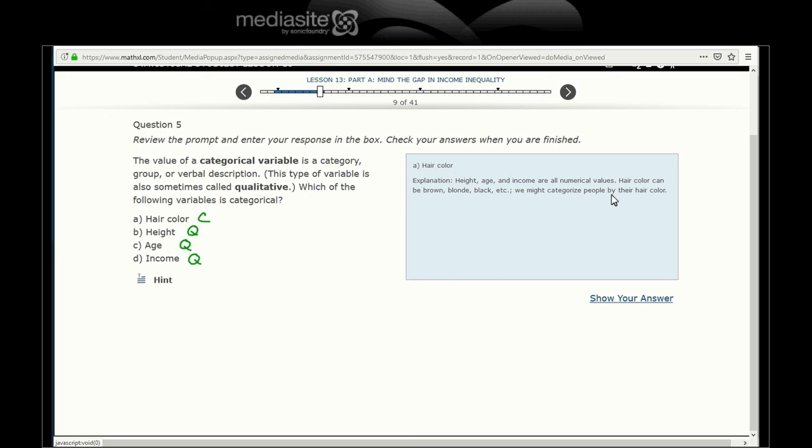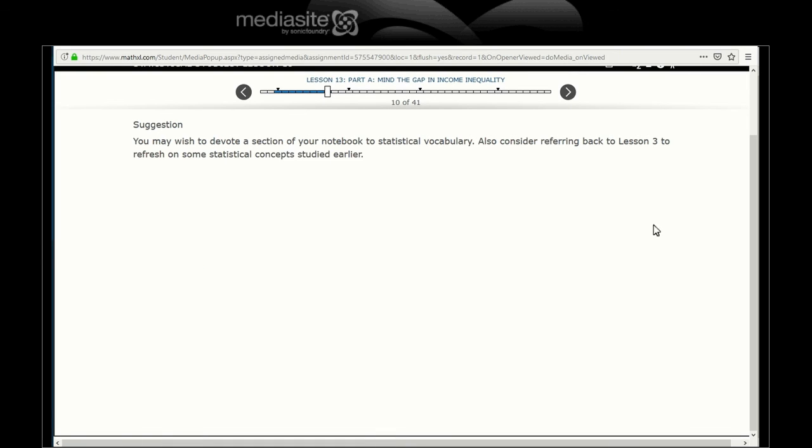We make categories of people by their hair color. I'll refrain from any jokes. Okay, suggestion. Maybe wish to devote a section of your notebook to statistical vocabulary. Also consider going back to lesson 3 to refresh on some statistical concepts studied earlier.